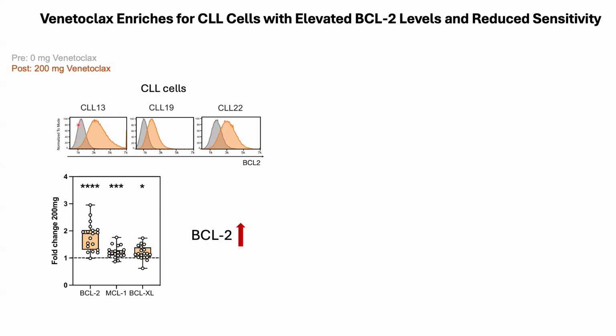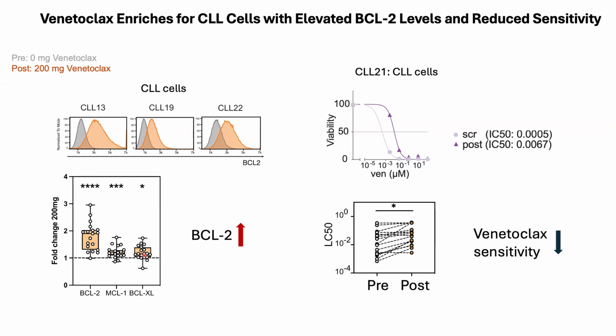In gray is the profile of BCL2 in CLL cells taken from 3 different patients here. And in orange, we're overlaying the expression of BCL2 in CLL cells after that 200 milligram dose of venetoclax, just before they go on to the higher dose. And you can appreciate a big shift in the level of BCL2. And we've quantified that for all patients here, showing a fold change of BCL2 MFI, median expression, at this dose. And you can see that by far the biggest increase we see is in BCL2, although there are some significant but modest changes in those related pro-survival proteins, MCL1 and BCL-XL.